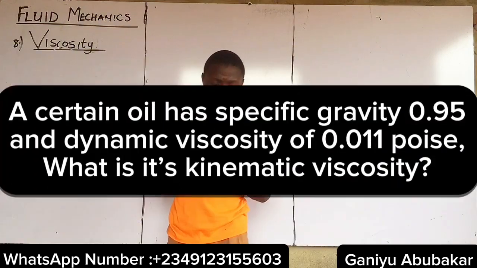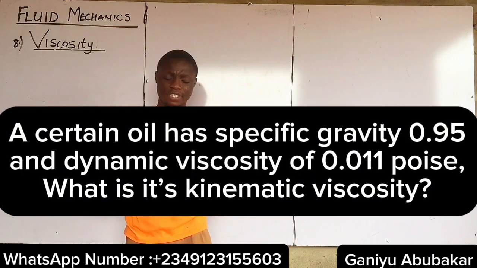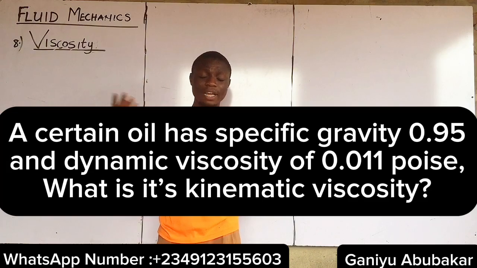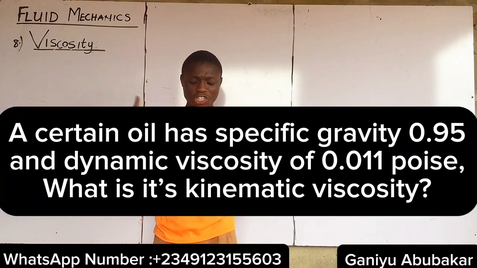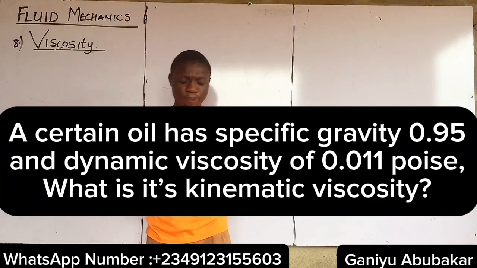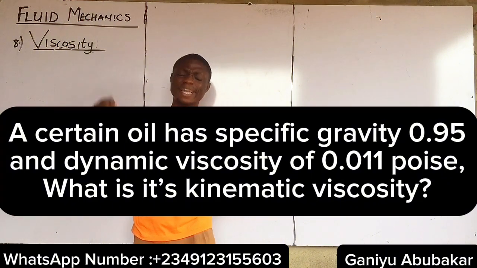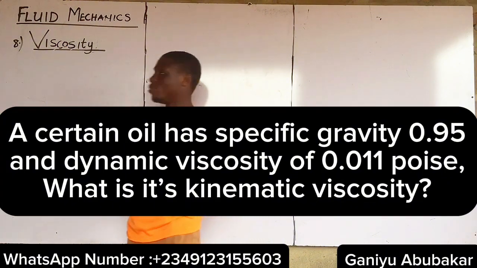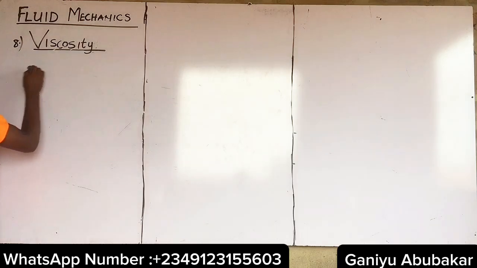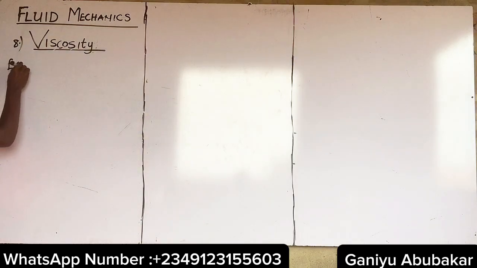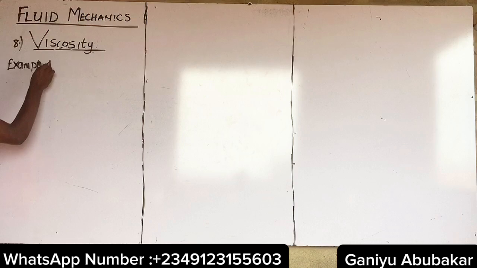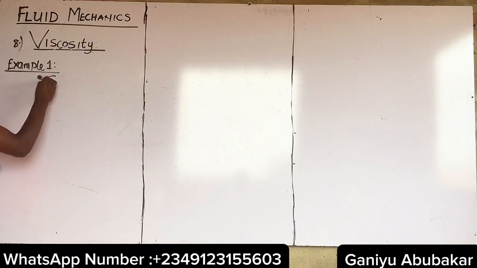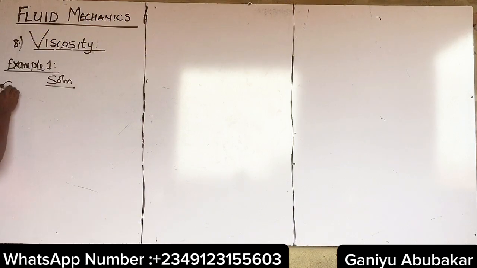This one says a certain oil has specific gravity of 0.95 and dynamic viscosity of 0.011 poise. What is its kinematic viscosity? Solution. So my first task in that question here, example 1, the first thing there in the solution is rather what? The givens. What am I given? I'm told that a certain oil has specific gravity. I'm given specific gravity.